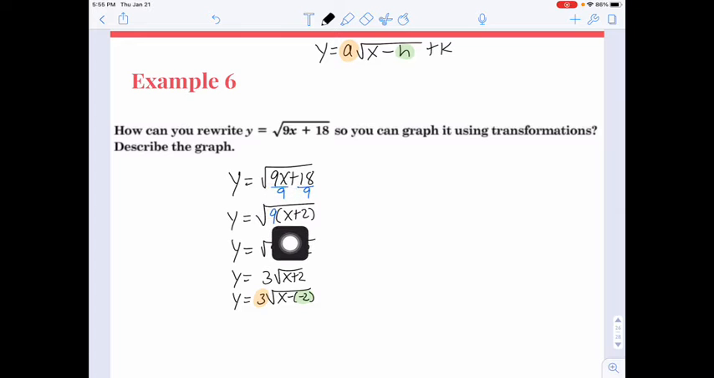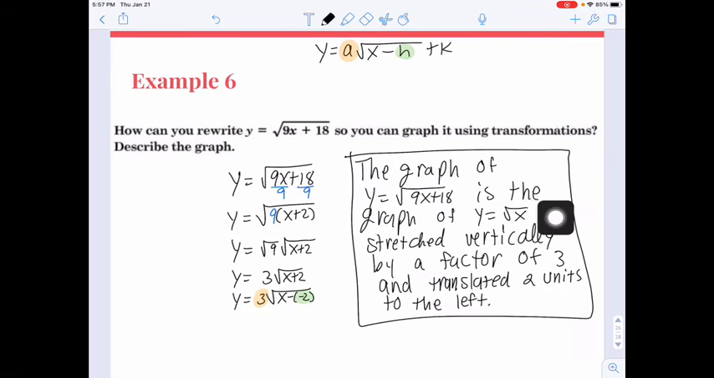9 divided by 9 gives us a coefficient of 1, and 18 divided by 9 gives us 2. So we can factor that 9 out front. Then, since we're working with square roots, we know that if we're multiplying things inside of a square root, we can separate them into their own square roots. So this can become y equals the square root of 9 times the square root of x plus 2. Well, the square root of 9 is just 3, so this gives us 3 times the square root of x plus 2. Up here, our general form has x minus h, so I'm just going to rewrite this plus 2 as minus negative 2.